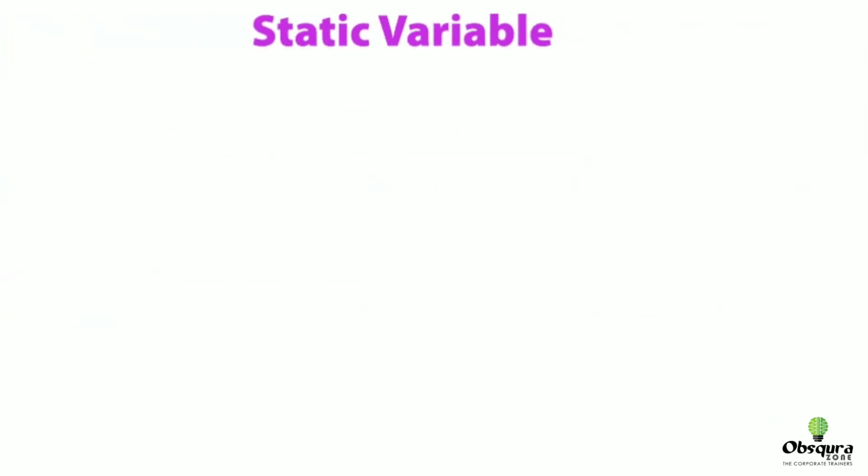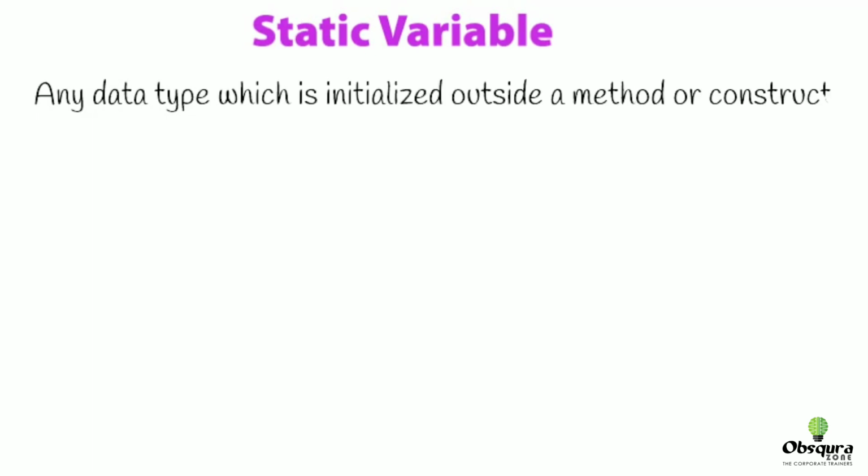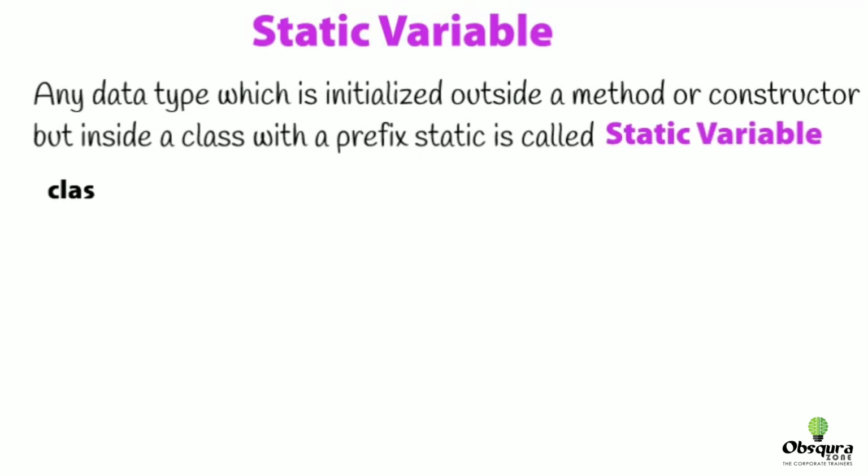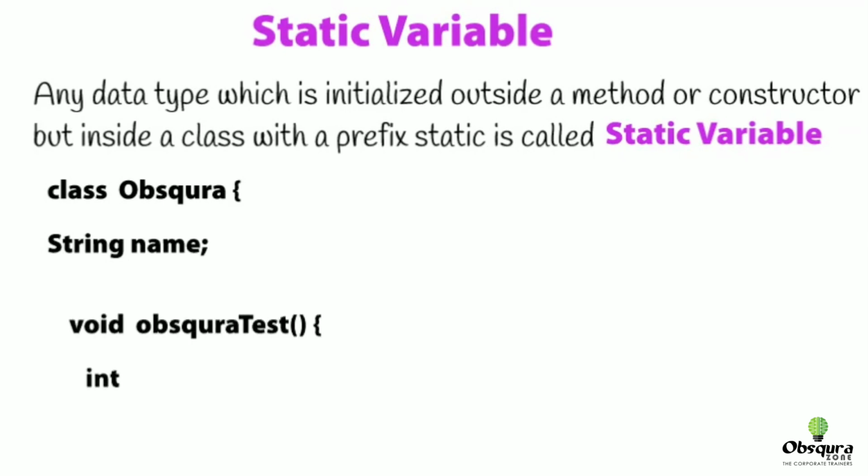Now, static variable. Any data type which is initialized outside a method or constructor but inside a class with a prefix static is called a static variable. Every static variable has a default value. These are accessed with the help of a class.